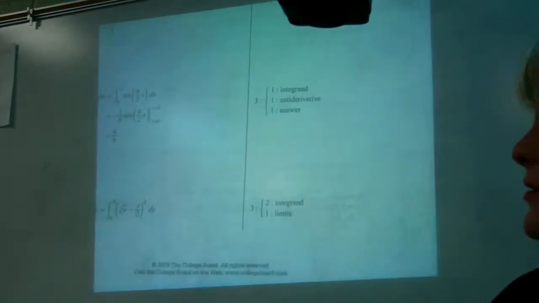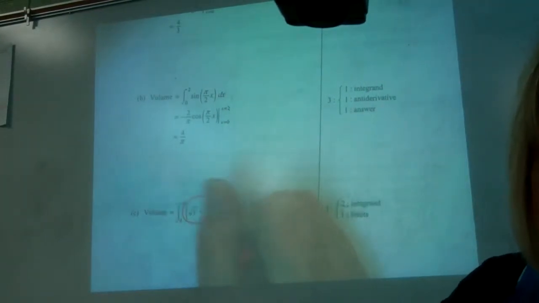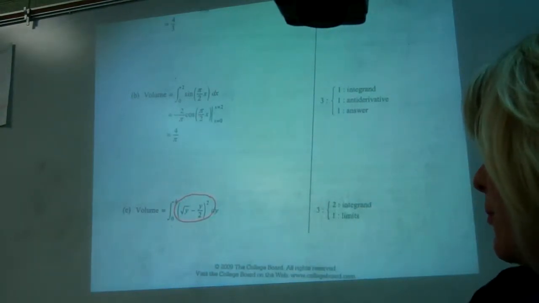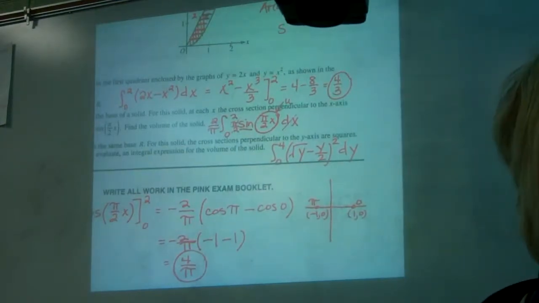So that was worth the last 3 points. 2 points for this part, and 1 point for the limits, 0 to 4. Does that make sense? A little bit?